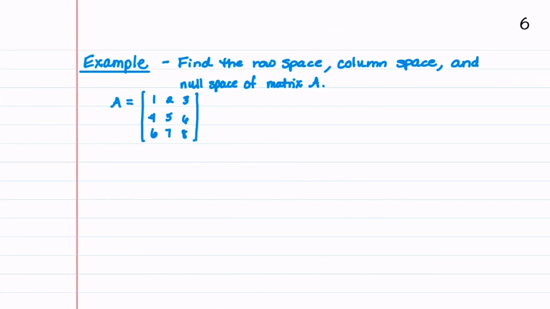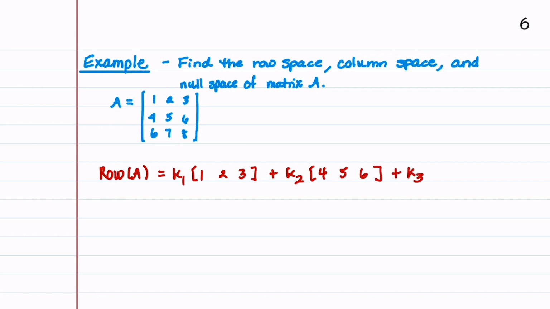We'll now do an example. We're going to find the row space, column space, and null space of matrix A. We'll begin with the row space. The row space of A is going to be all linear combinations of the rows of A. So we can write this as K1 times our first row plus K2 times our second row plus K3 times our third row.